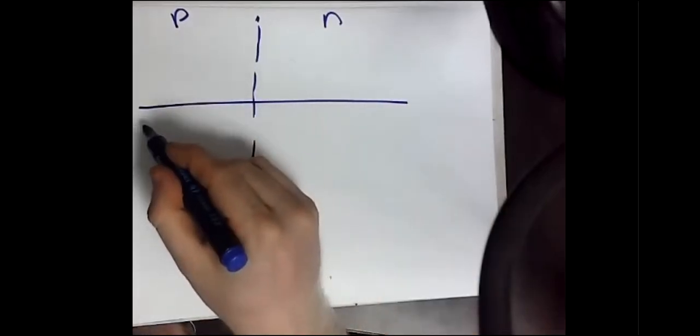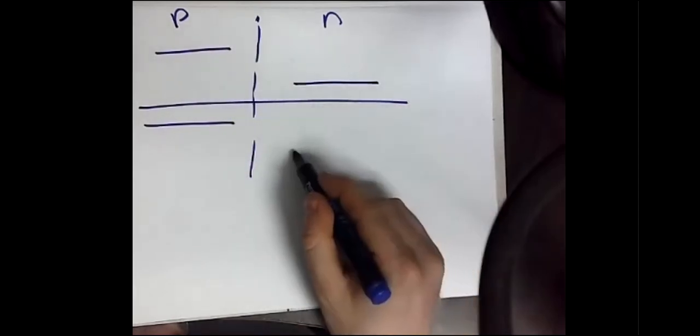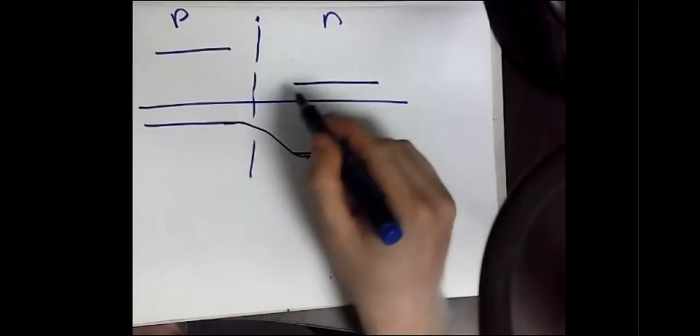Okay, so let me draw it from scratch, no problem. So basically we have the N region and the P region. So let me separate them by this line. This is the P region and this is the N region. And this is how we link them together.